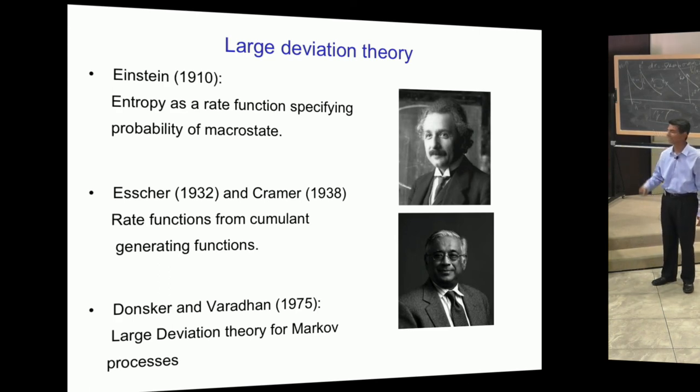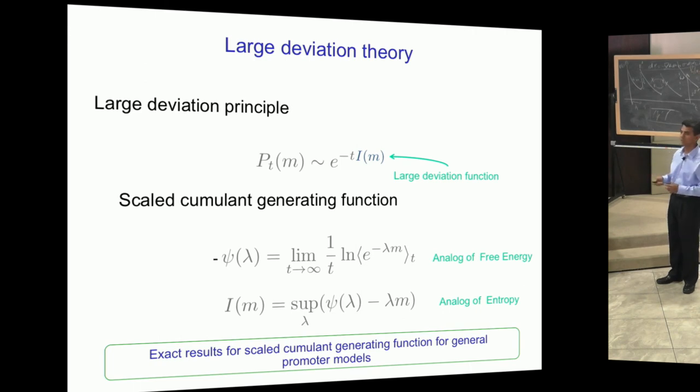Insurance companies were very interested in the question, and so Esscher and then Cramér came up with the realization that the rate functions of interest can be derived from the cumulant generating functions. So the cumulant generating function holds the key to getting the rate function, and in its mature form it was developed by Donsker and Varadhan, who took these results for IIDs and generalized them to Markov processes. In recent years, Donsker-Varadhan theory has been very fruitfully employed in non-equilibrium statistical mechanics to derive a host of results of interest. And our plan is to use this framework to look at gene expression models.